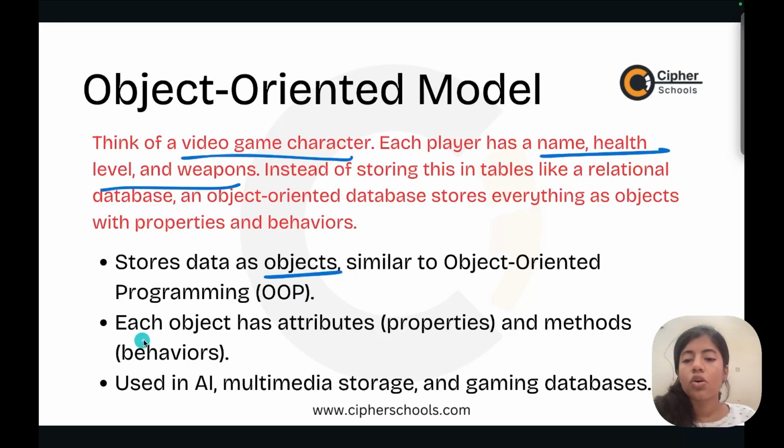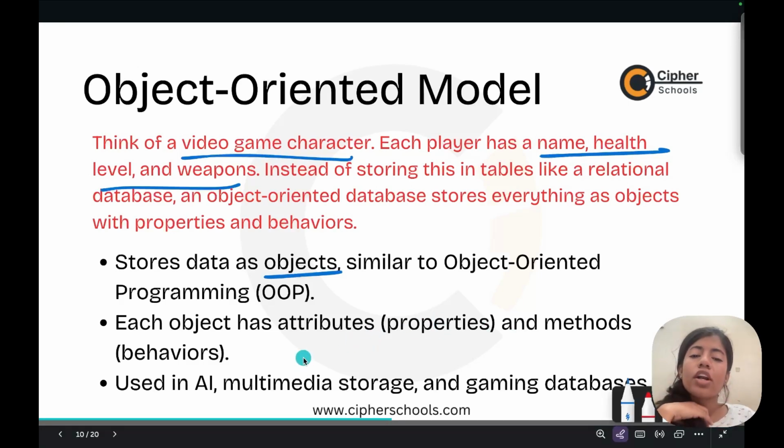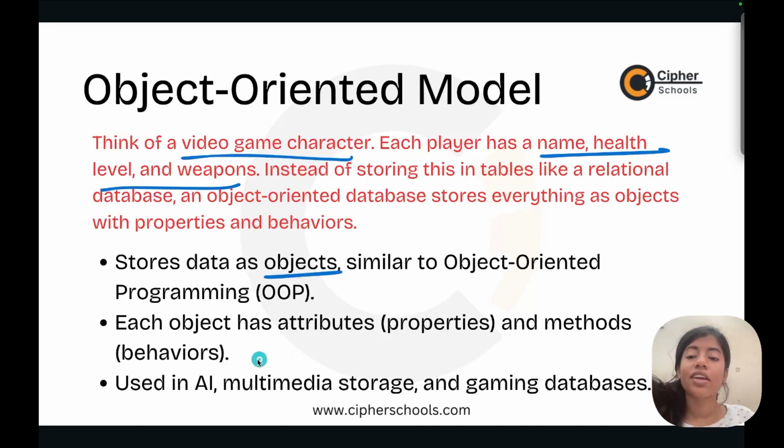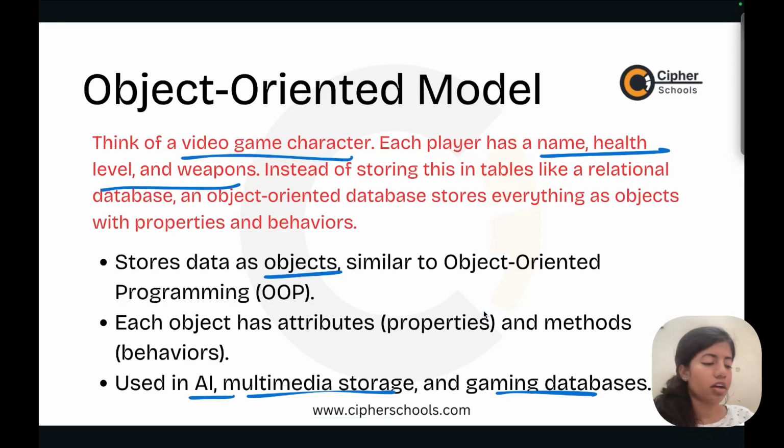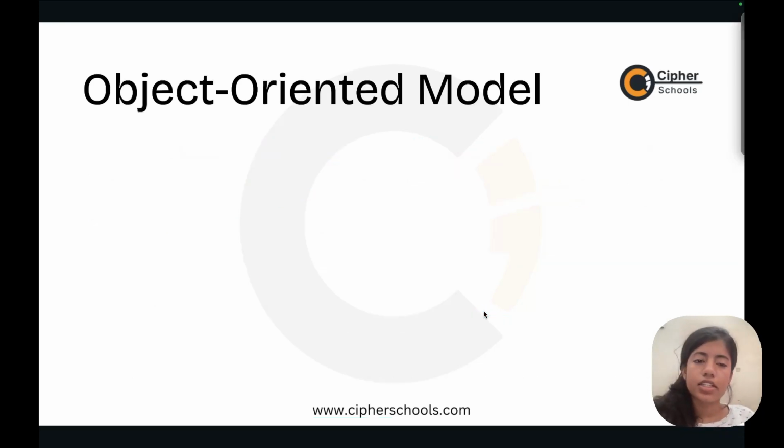Each object has some attributes and some methods. Methods are basically, you can think of them as functions, like the capabilities the object has to do things. These are used in AI, multimedia storage, and gaming databases. So these are popularly used where we need higher flexibility. Let us understand with an example.